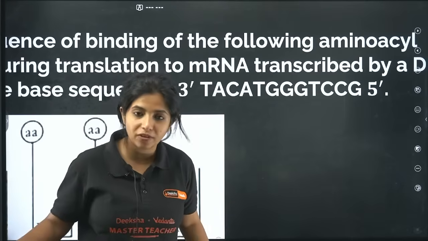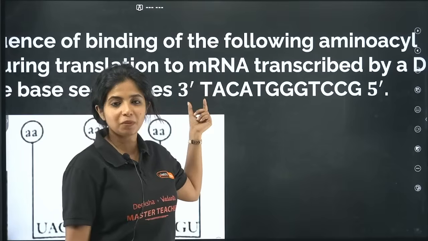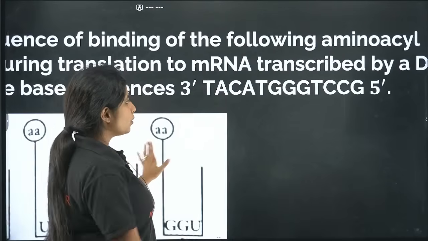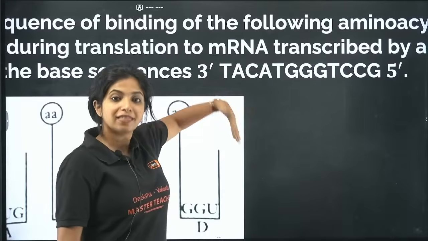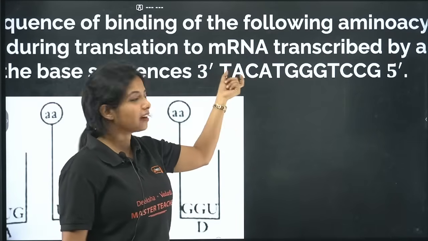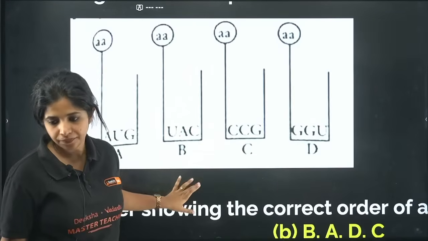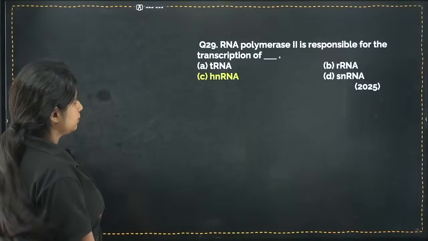Again, don't do the whole drama. What you have to do is just replace T by U. Just replace T by U. So UAC. When you make the complementary and then look for the complementary, it is going to be the same only, right? In the tRNA, it is going to be UAC, that is the first one, and over here you have got the answer UAC. Cool? Yes.